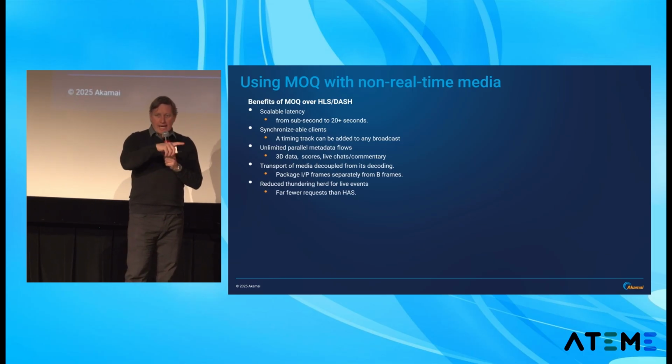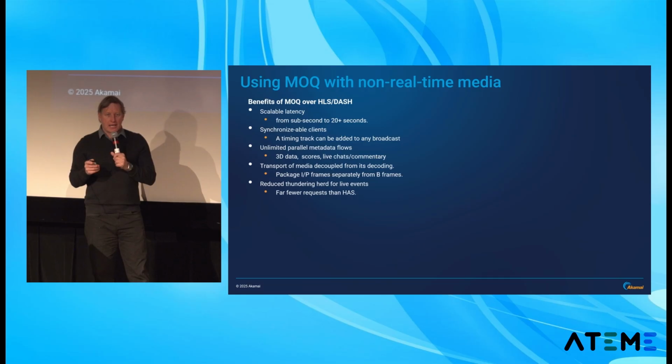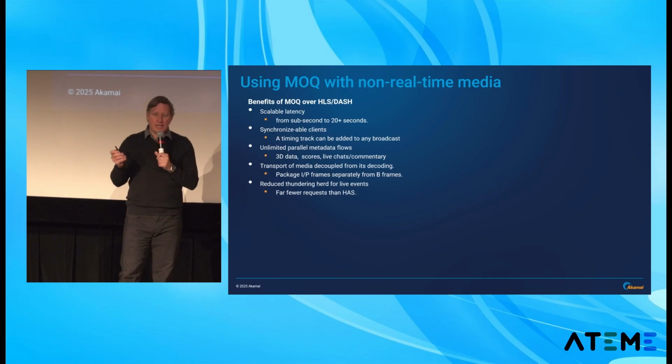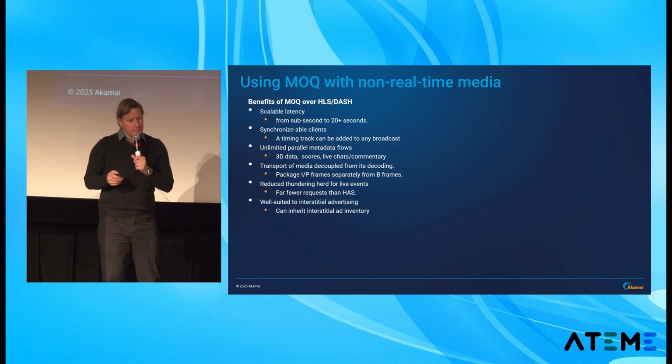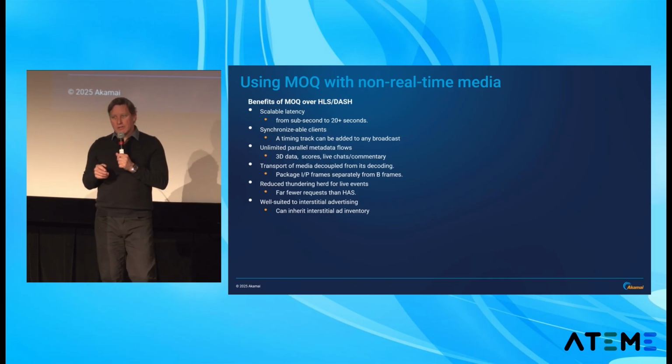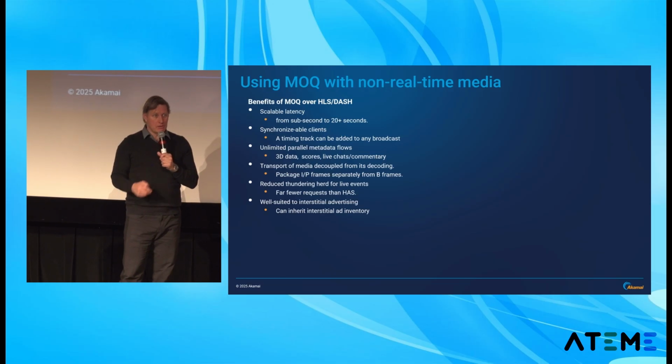It reduces, as Alex Gallardi mentioned, the thundering herd for live events. There's far fewer requests with MoQ. I make one request, send me the 720p, 1080p feed, and for the next hour, it's just sent to me. I don't request something every 2 seconds. I don't request playlist updates. It's very well suited to interstitial advertising. I really want to push a demo of this because I think we can inherit the interstitial ad inventory that's out there today. It's very well suited, and we can just insert it into our streams.